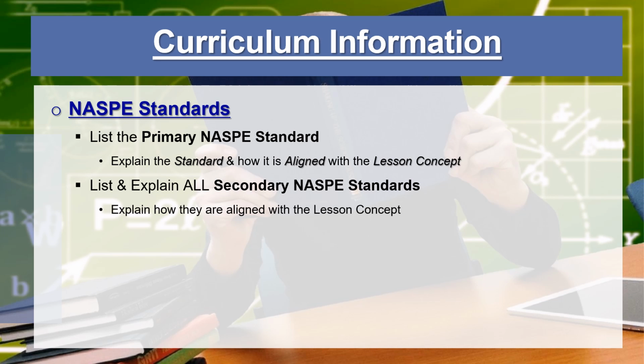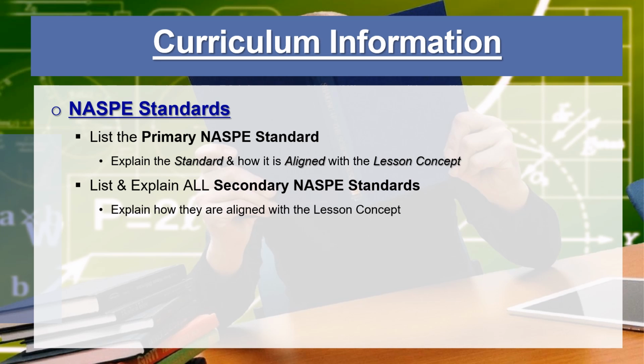Your next part of this is explain all of the secondary NASPE standards that apply. And you'll do the same thing. You'll write the standard number, you'll write a short sentence or phrase explaining what that standard is, and then you'll explain how that standard in a short sentence is aligned with your lesson concept. So, for example, if you're doing a fitness type activity, it would relate to NASPE standard number 3. If you don't remember what all that is, go look it up.